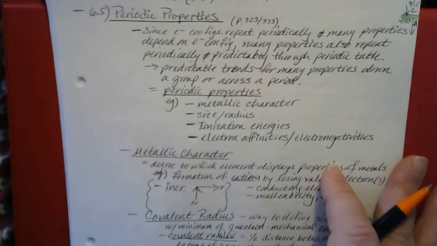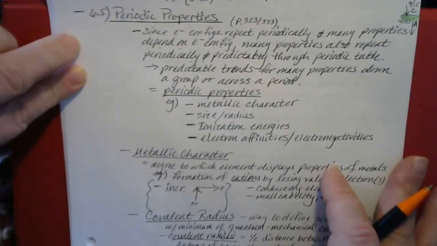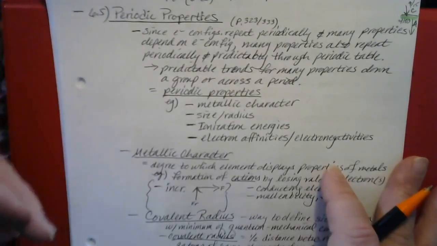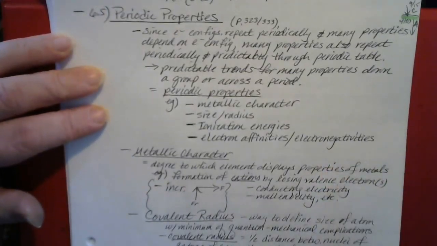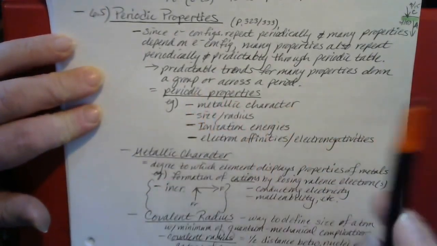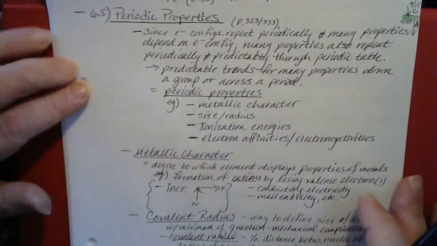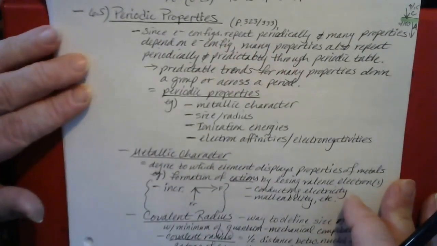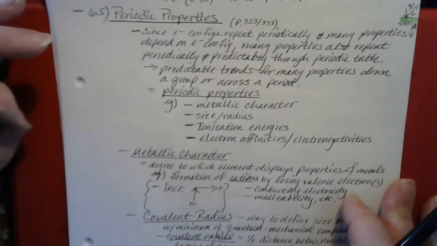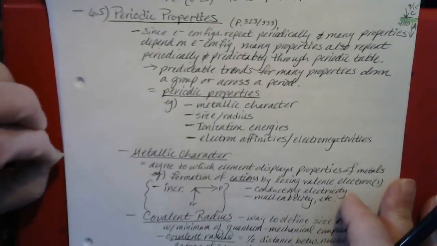The things that he was predicting are what are now known as periodic properties. They vary regularly within the periodic table, and since they vary regularly, they are predictable. So you can know a lot about an element just by where it is in the periodic table. Since electron configurations repeat periodically and many properties depend on electron configurations, the properties themselves will also repeat periodically and predictably throughout the periodic table. That leads to predictable trends for many interesting properties.